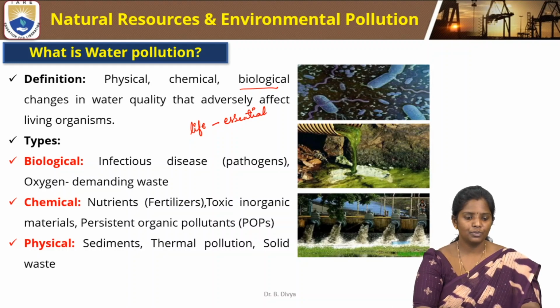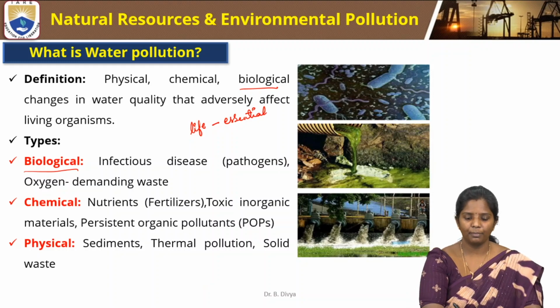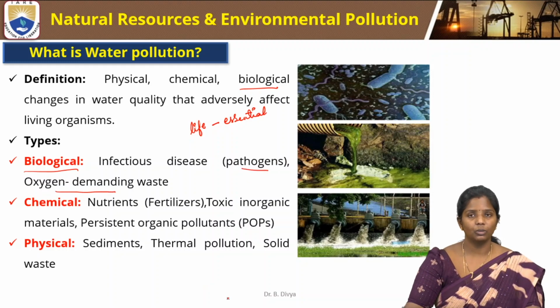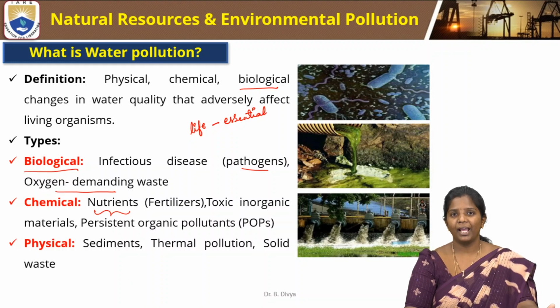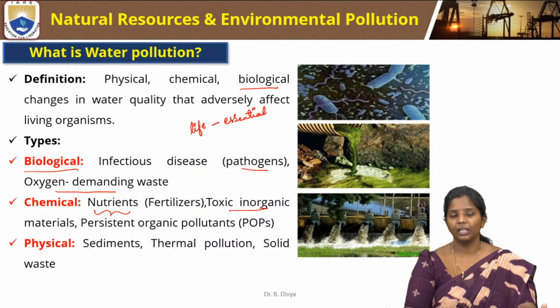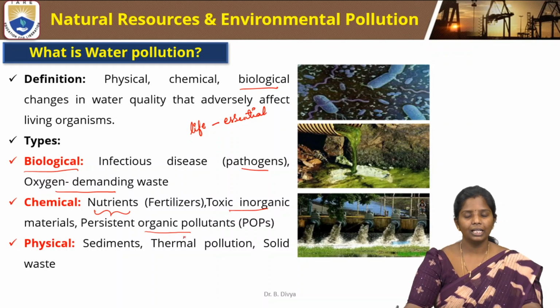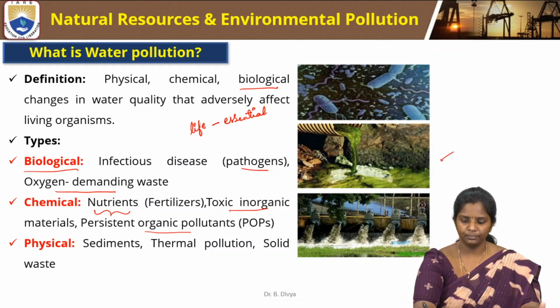So what are the different types of pollution? Biological pollution occurs through infectious diseases, like pathogens, or oxygen demanding waste that is present in water. Then chemicals, like nutrients that we supply to the plants through fertilizers. Then toxic inorganic materials from the various sources, and persistent organic pollutants, POPs. These are some of the chemical components that mix with the water and cause pollution.